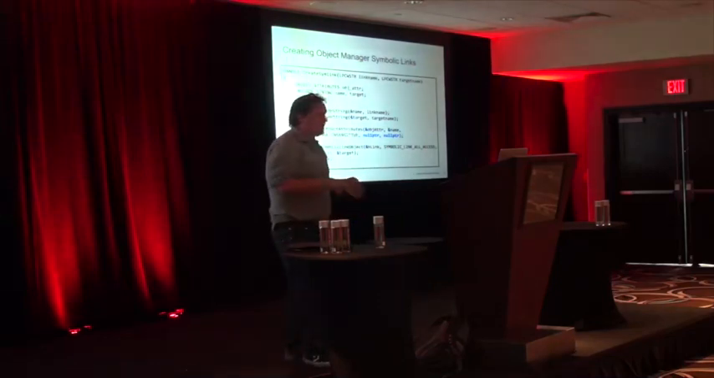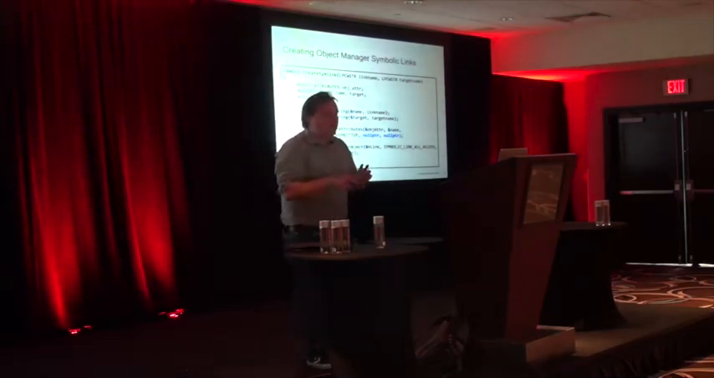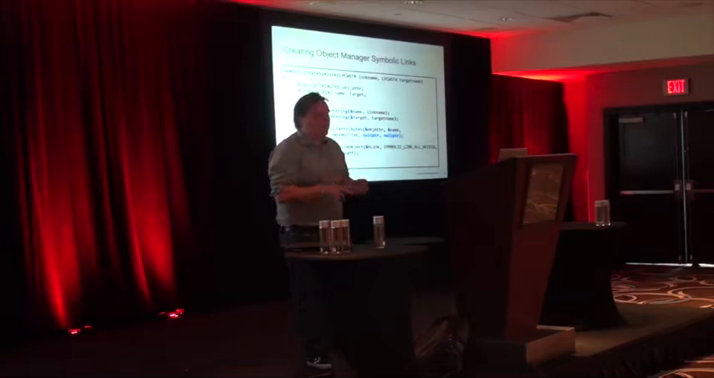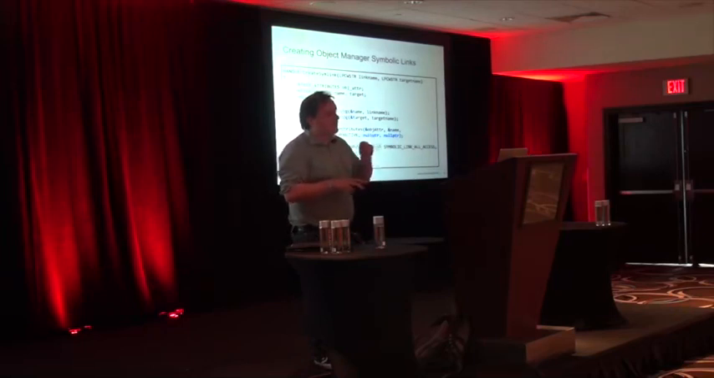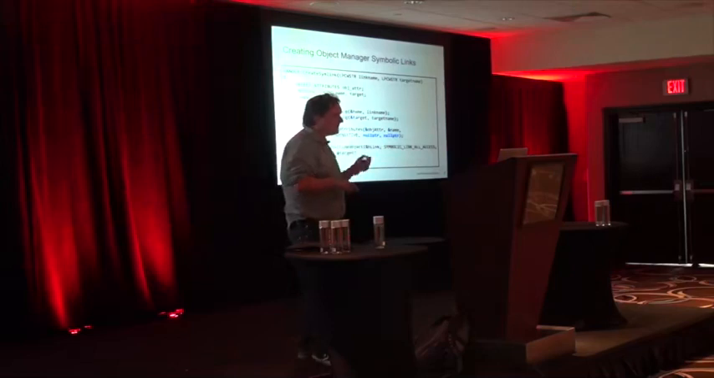So it's really easy to create object manager symbolic links. It's not strictly documented to do so, but the actual parameters you pass to this NtCreateSymbolicLinkObject system call are pretty easy to work out. And using this piece of code, you can create an arbitrary object manager symbolic link as long as you have access to the directory in the object manager namespace.